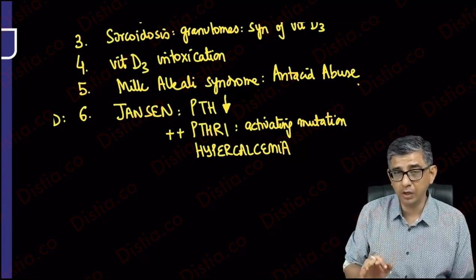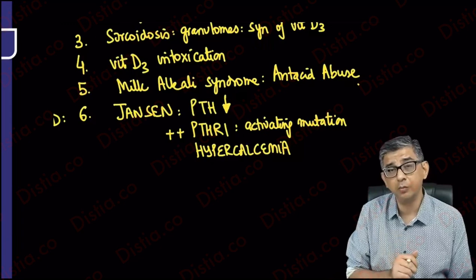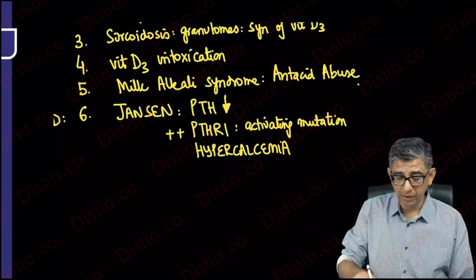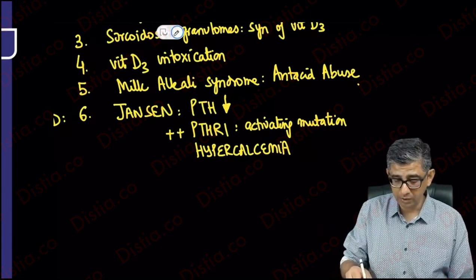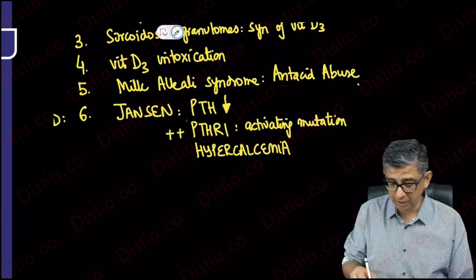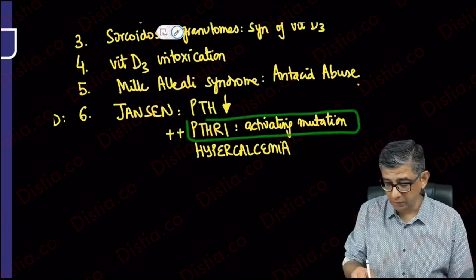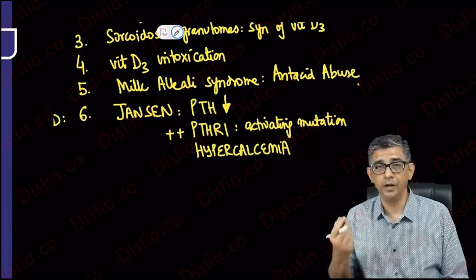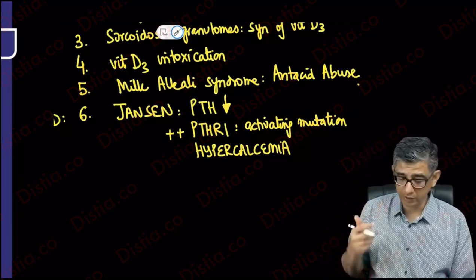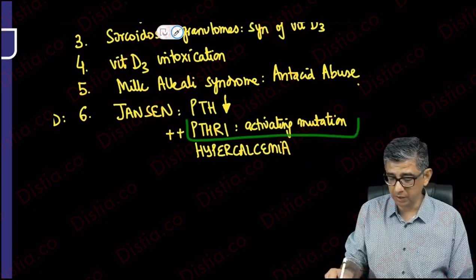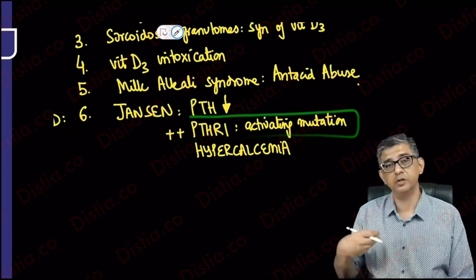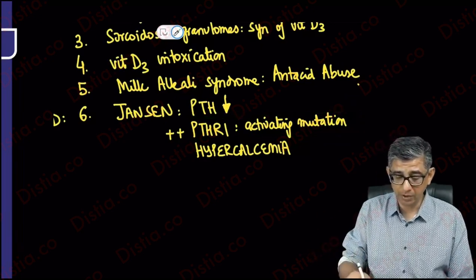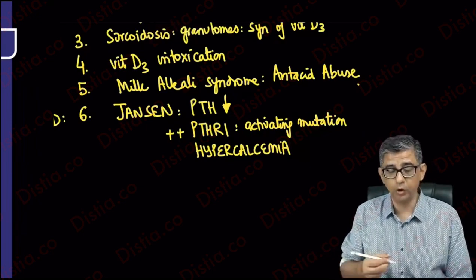If PTH is given as low in any question, your thought process is the patient should be having hypocalcemia, but he will say hypercalcemia. Why that is happening is because in this particular patient, the receptor for PTH has an activating mutation. It is working more than normal. The word is gain of function mutation. Like in Liddle syndrome, ENaC has a gain of function mutation. Here, the PTH receptor has a gain of function mutation, as a result of which the physiological effects of PTH will be accentuated, and that is why hypercalcemia occurs. And this is an autosomal dominant condition.